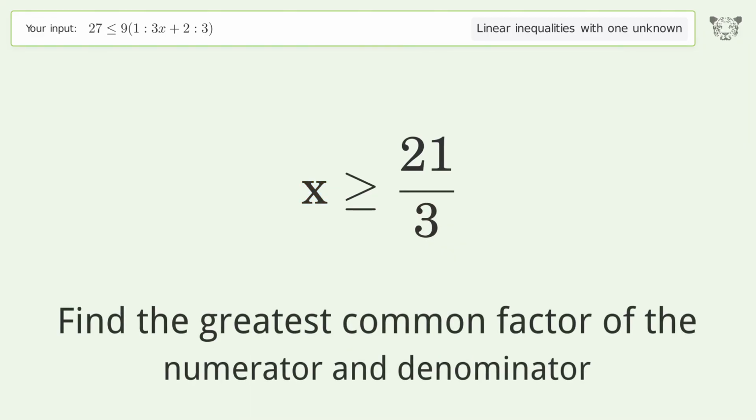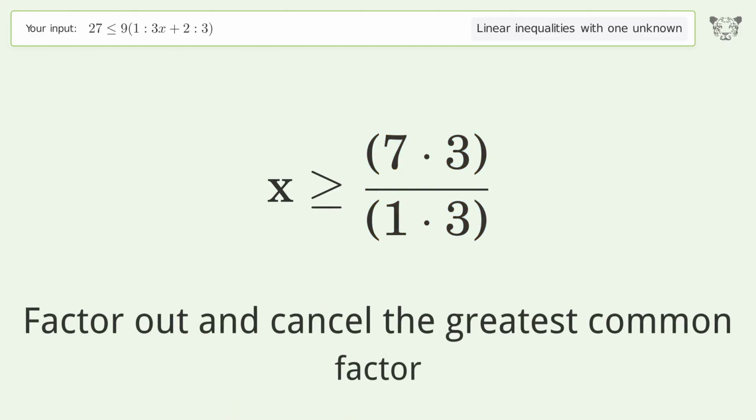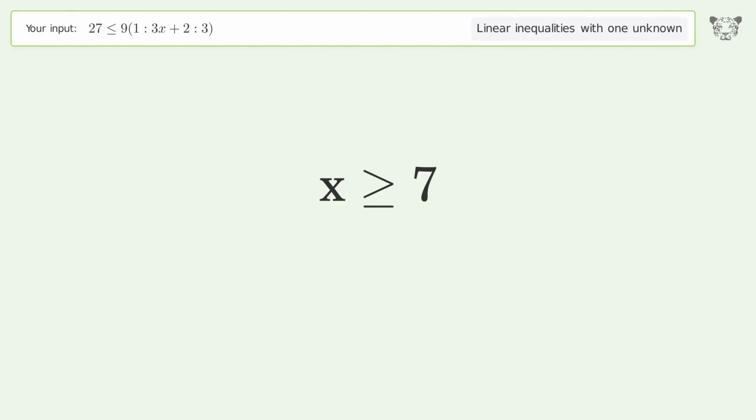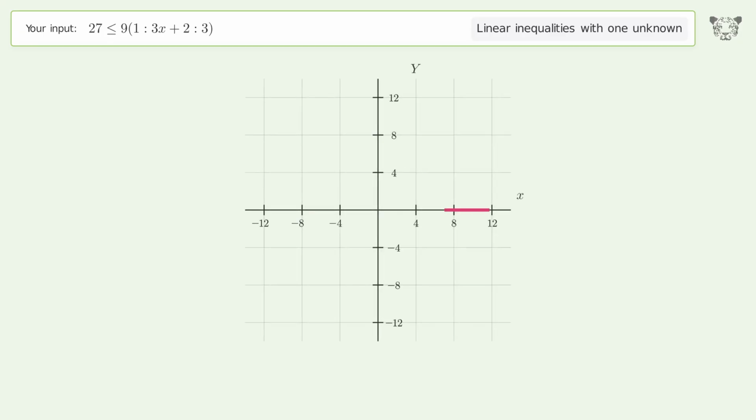Find the greatest common factor of the numerator and denominator. Factor out and cancel the greatest common factor. Plot the solution on a coordinate grid. And so the final result is x equal or greater than 7.